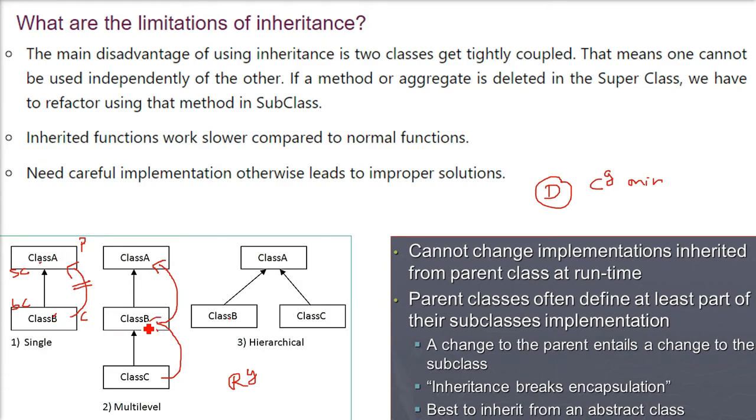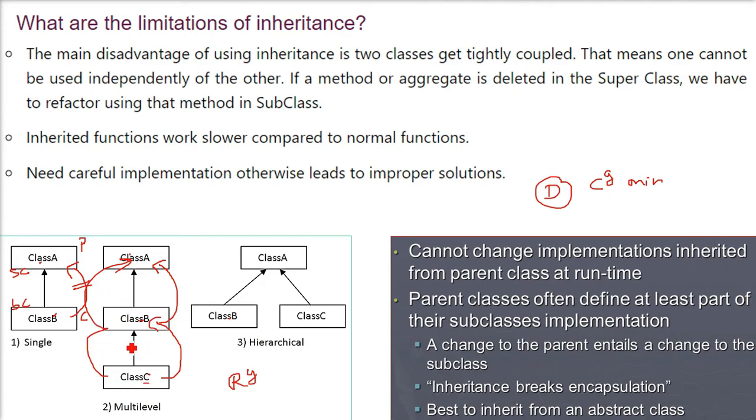If a method or attribute is deleted in the superclass, we have to refactor the code using that method in the subclass. That is, class B is inheriting class A and taking all the functions and data variables which are public and protected. But what happens if class A is deleted? Class B, you have to refactor it. Or what happens when a function of class A is deleted? That function has to be refactored in class B.